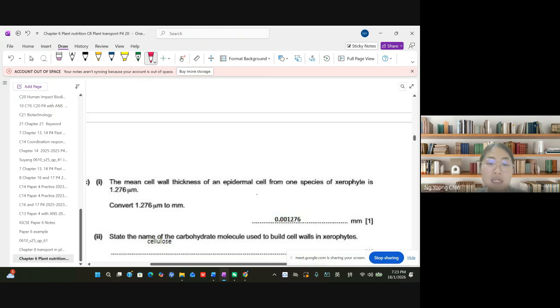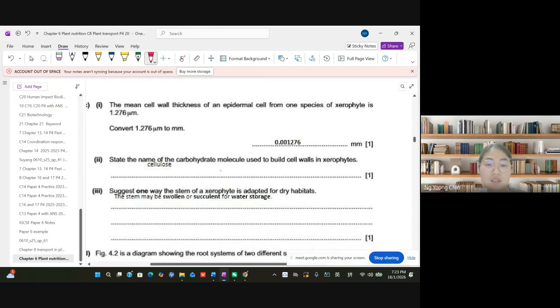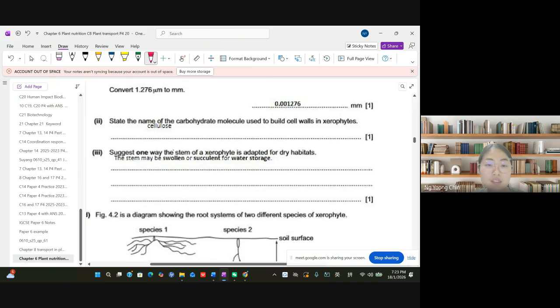And then this is just a simple calculation. Just change the micrometer to millimeter. And then this one: the carbohydrate molecule used to build a cell wall in the xerophyte. Just remember that whenever it is the cell wall in the plant, the material is always cellulose. Then how about the cell wall in bacteria? It is made from what kind of component? Start with P. Yeah, peptidoglycan, well done.